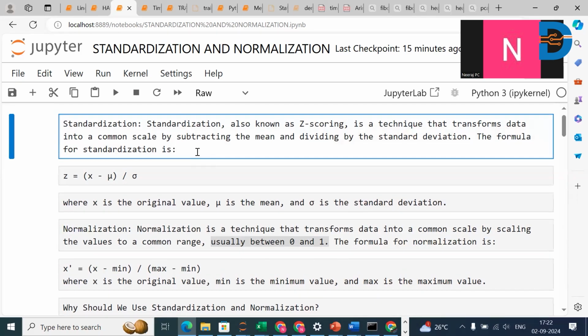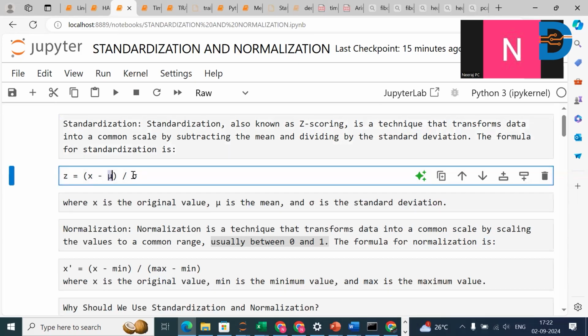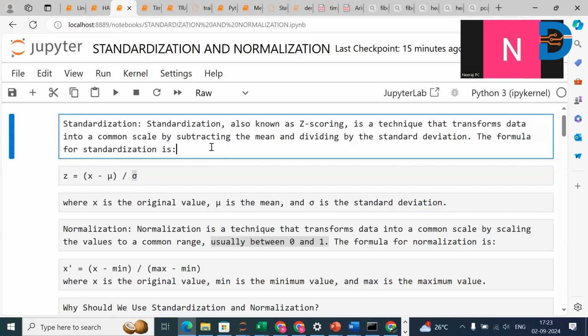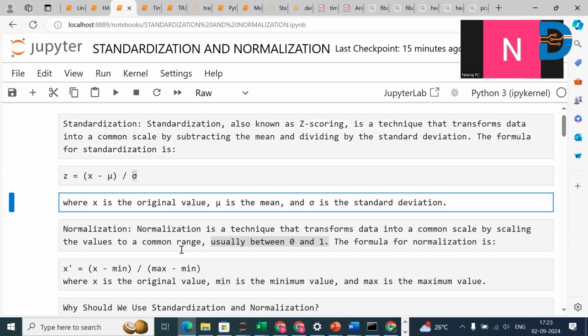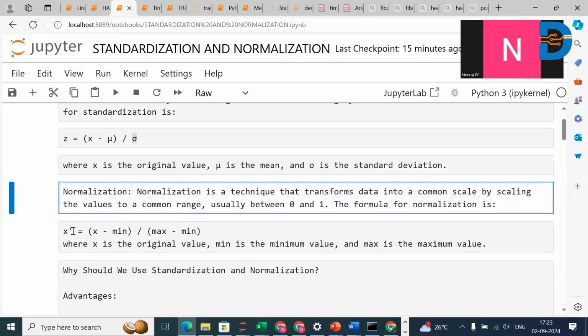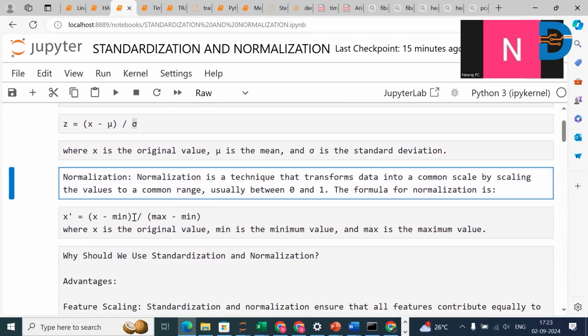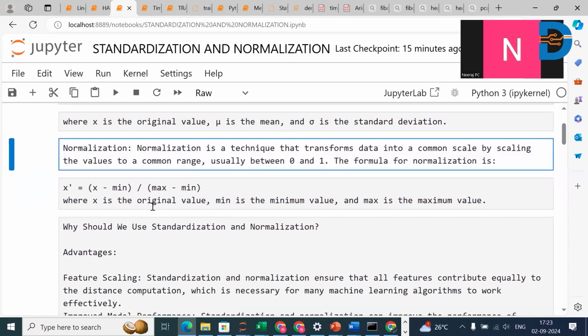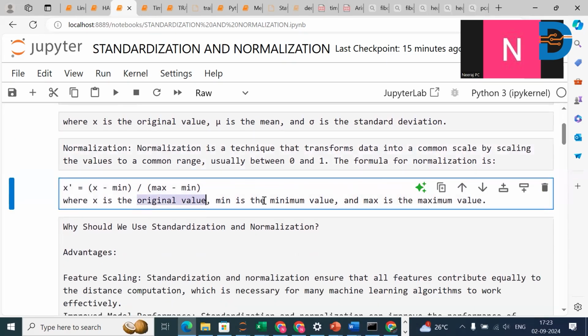So let me repeat. In standardization, we transform the data in such a way that we get the mean 0 and standard deviation as 1. In normalization, we transform the data in such a way that our data points lie in the 0 to 1 value range. For normalization, this is the formula: X dash is equal to x minus minimum, divided by maximum minus minimum, where x is the original value, min means the minimum value, max means the maximum value.